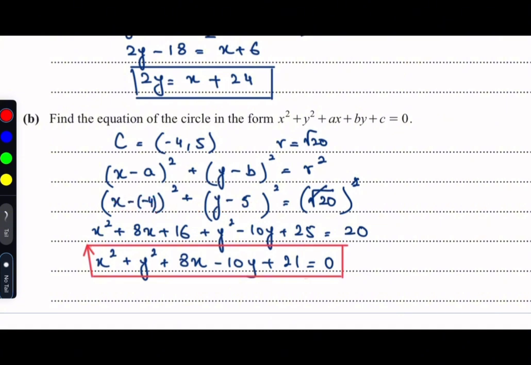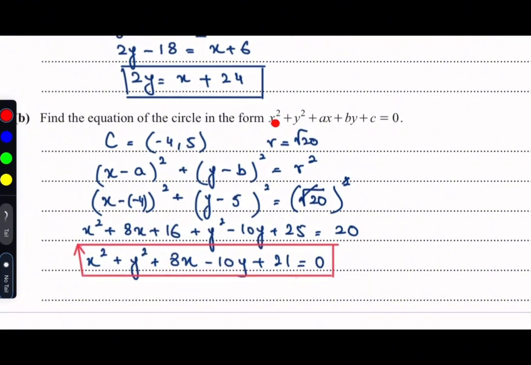This becomes x plus 4 the whole square, applying the identity a plus b the whole square. This is x square plus 8x plus 16. A minus b the whole square is a square minus 2ab plus b square. Therefore, I can say it's y square minus 10y plus 25. R square, the square root gets simplified by the square, so it's just equal to 20. Meaning I can now write the circle equation in this asked form. So I can say it's x square plus y square plus 8x minus 10y, 16 plus 25 minus 20, giving me 21. Therefore, this equals 0. So this is going to be the equation of the circle in the expanded form.